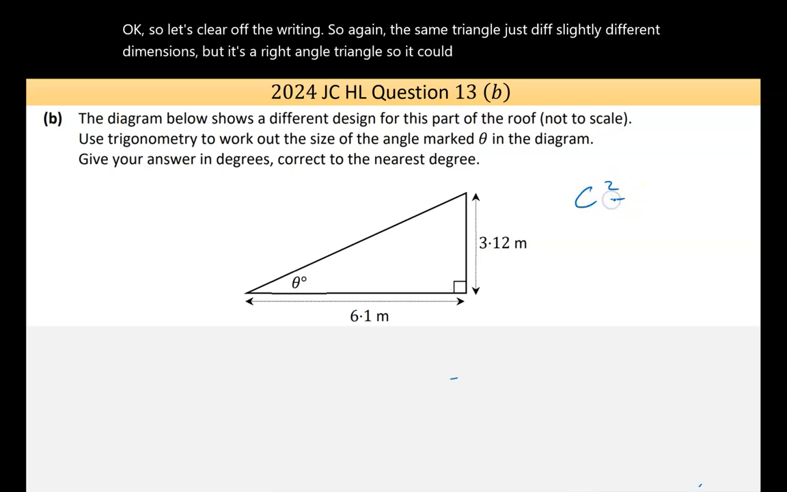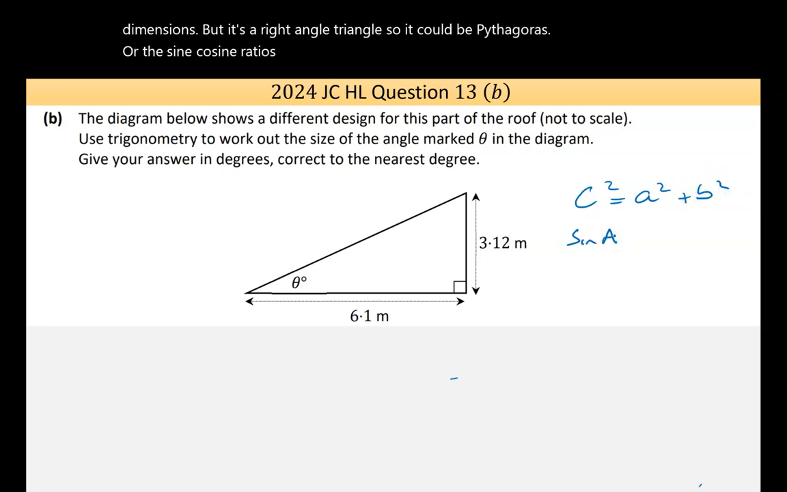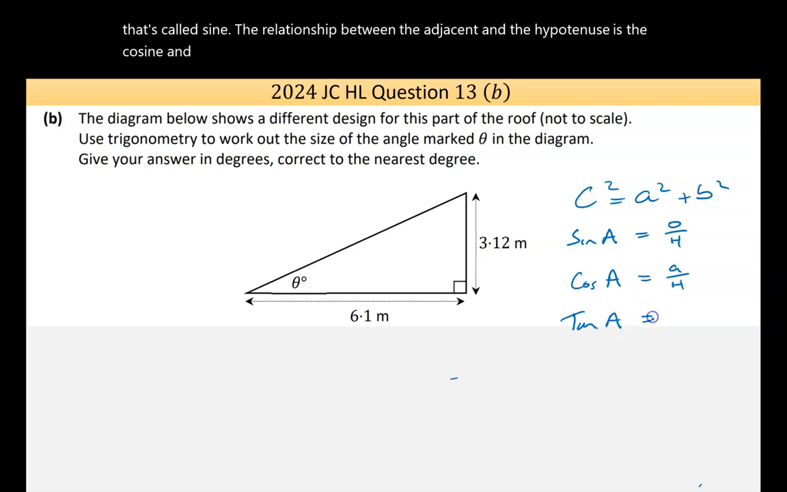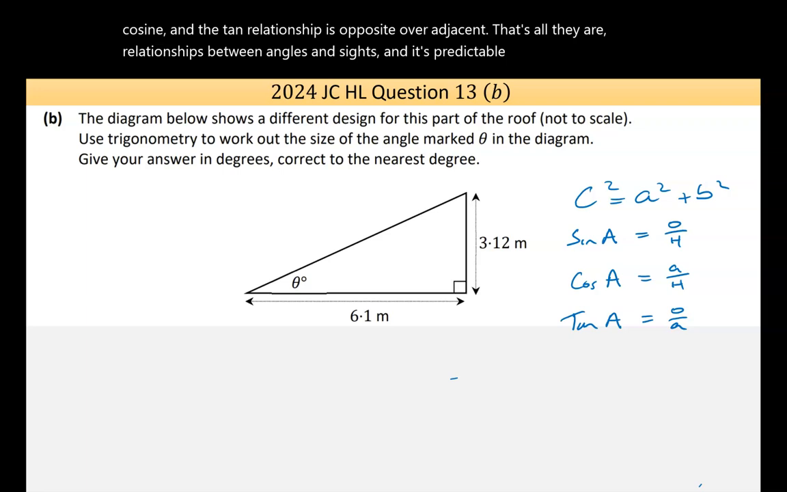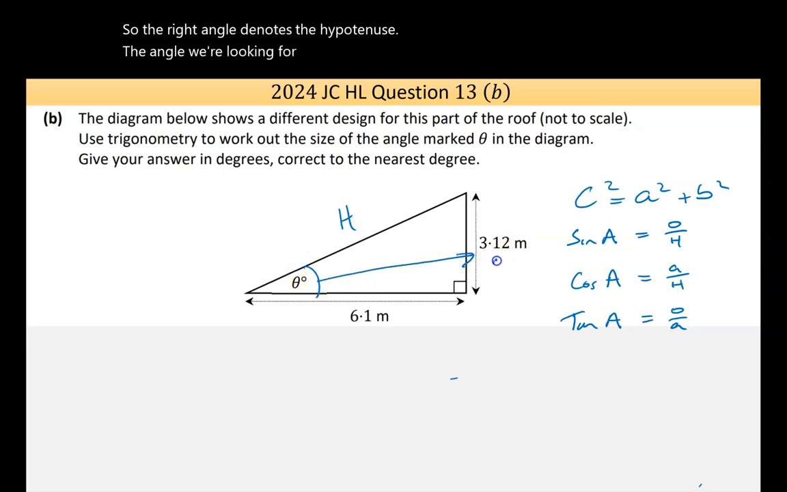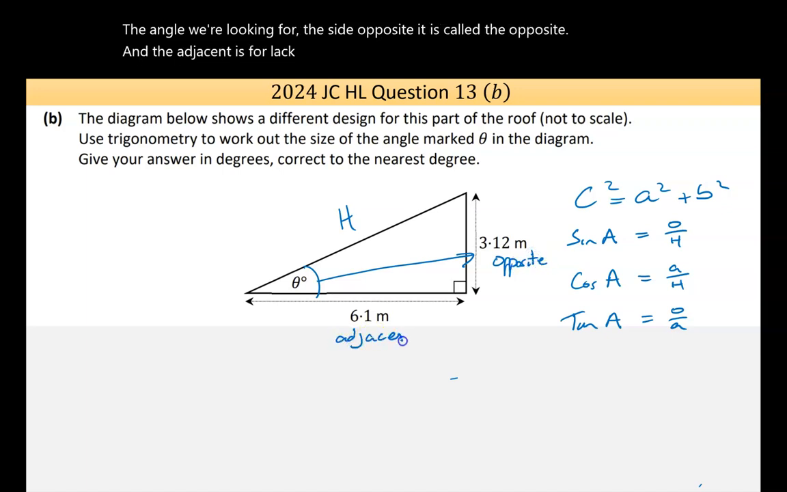So it could be Pythagoras, or the sine cos tan ratios. So when we relate the opposite side and the hypotenuse, that's called sine. The relationship between the adjacent and the hypotenuse is the cosine, and the tan relationship is opposite over adjacent. And that's all they are, relationships between angles and sides, and it's predictable in a right angle triangle. So the right angle denotes the hypotenuse. The angle we're looking for, the side opposite it, is called the opposite, and the adjacent is, for lack of a better word, the other side.